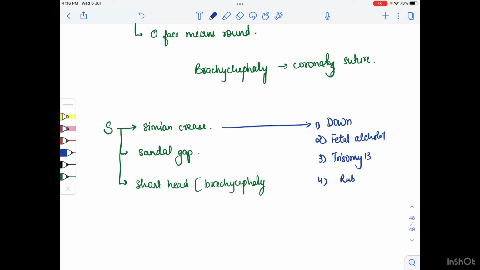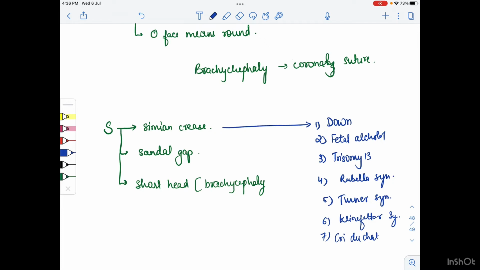In rubella syndrome, in Turner syndrome, in Klinefelter syndrome, and in Cri-du-chat syndrome. In all these conditions we see the simian crease, meaning a single palmar crease.